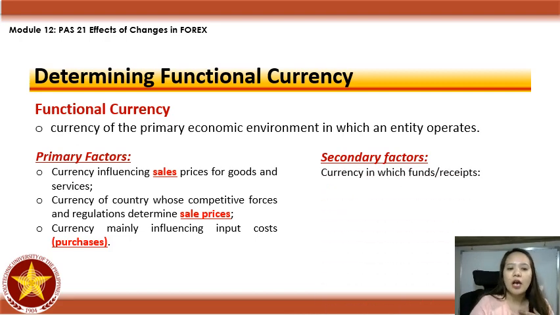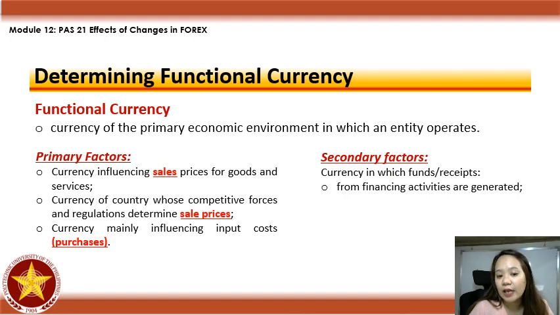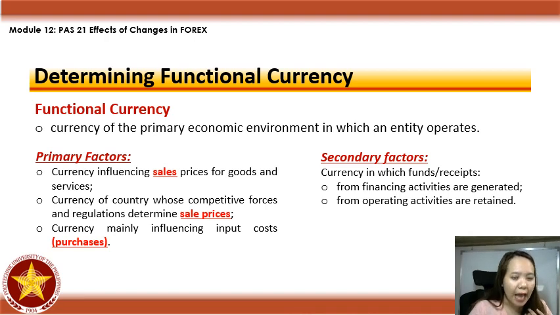So, ano ba yon? Ano yung currency in which funds from financing activities are generated and then receipts from operating activities are retained. So, yung financing activities, ano ba yon? Usually, dalawa lang yun eh. Kapag nag-loan ka, anong currency ba yon? Kapag yung parent company mo or yung shareholders mo nag-inject ng capital sa'yo, anong currency yon? Or kapag unclear pa rin yun, operating activities are retained, meaning yung mga bank accounts mo, how is it denominated? Is it denominated in USD, PHP, yen? So dun mo, yun yung mga indications mo.